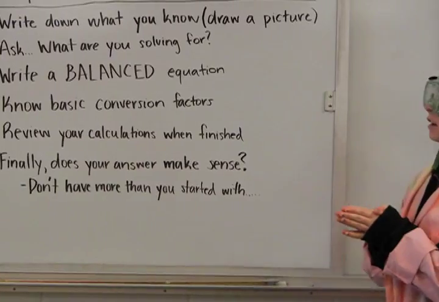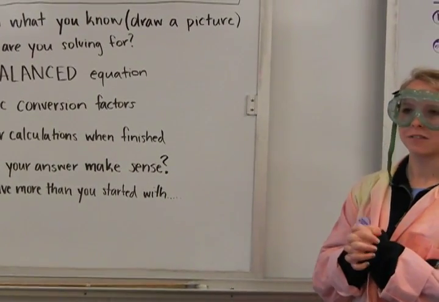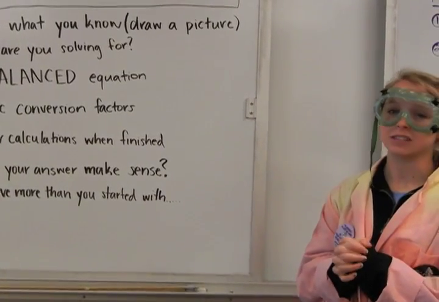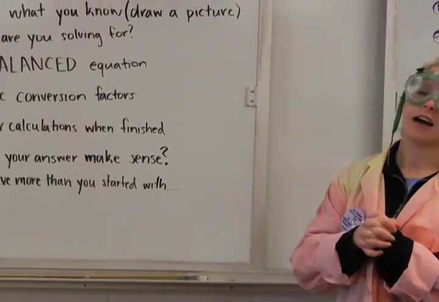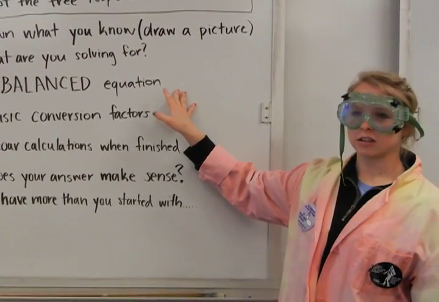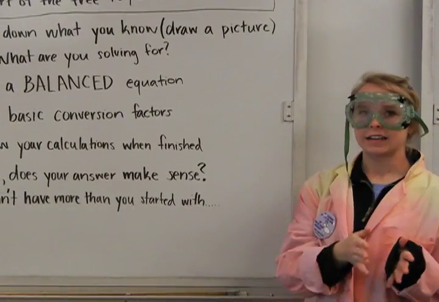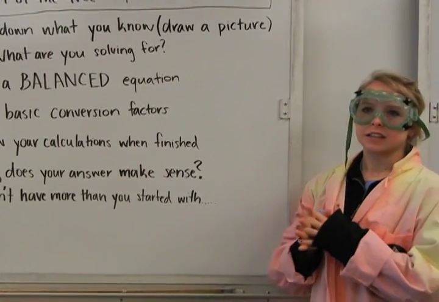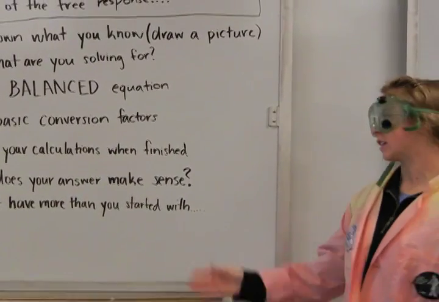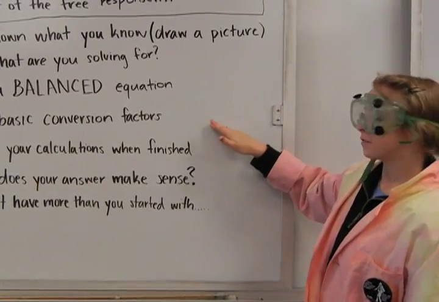Number 3, write a balanced equation. You never want to make a stoichiometry mistake on a free response because those are easy points that people all around the nation will get on the AP test. But writing a balanced equation also helps you to know what products you're making and what reactants you need. So if they're asking you how much of a reactant you'll need, it'll be much easier if you know exactly what's happening. Number 4, know basic conversion factors.